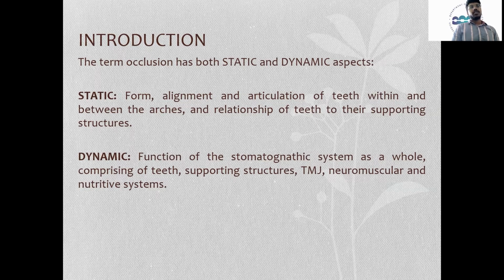Now let us talk about the definition of dynamic occlusion. So dynamic occlusion basically means the function of the stomatognathic system as a whole, which comprises teeth, supporting structures, TMJ, neuromuscular, and nutritive systems. So all these systems combine together and form the stomatognathic system.